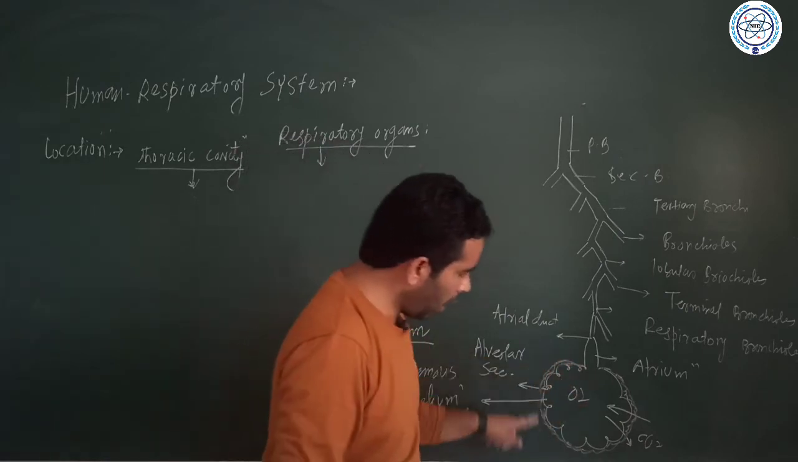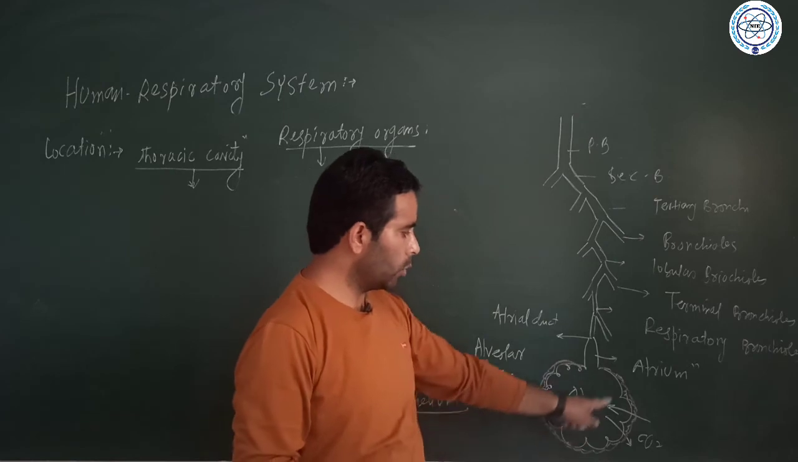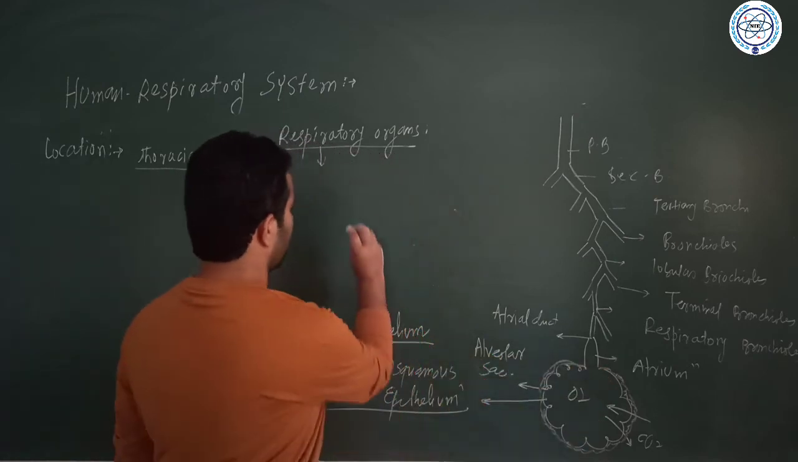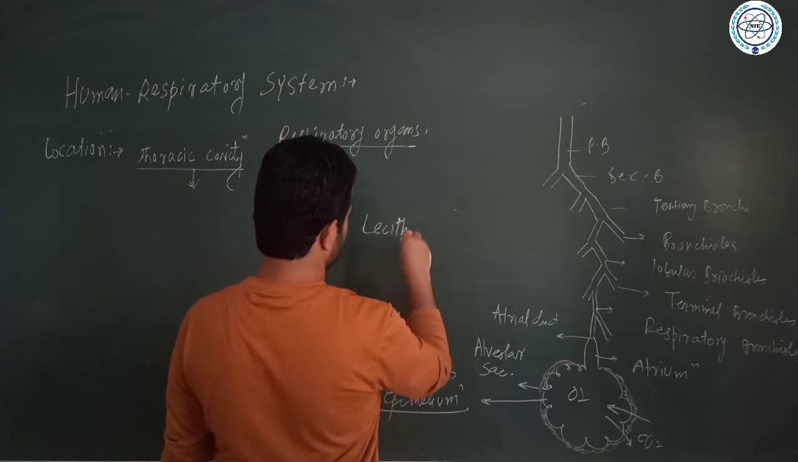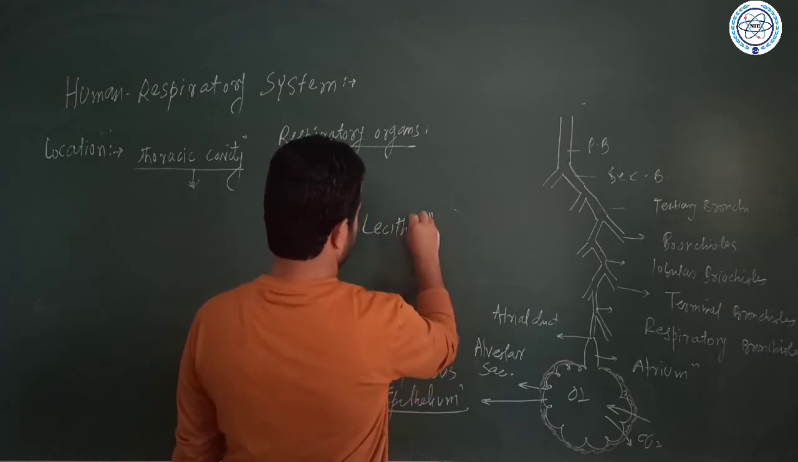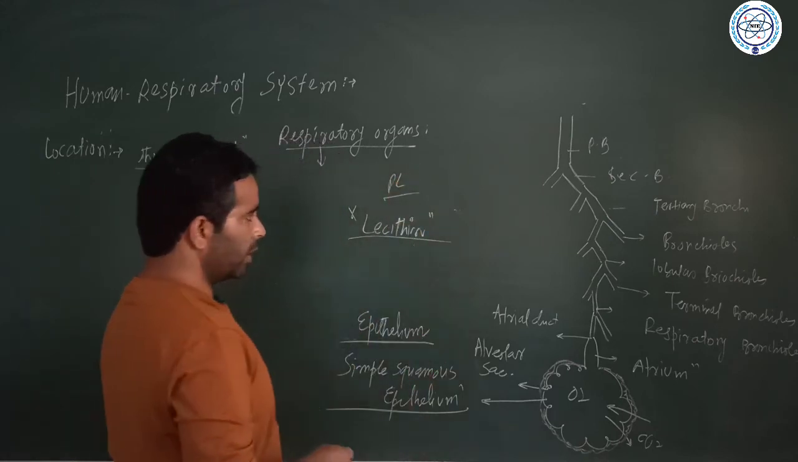There is a film of a substance in the lung alveoli preventing it from collapsing, that is known as lecithin. This is a type of phospholipid, lecithin. Actually, biochemically, it is a phospholipid, and this phospholipid is very, very important.